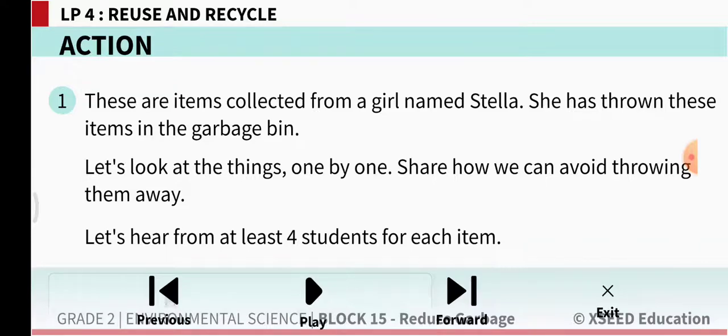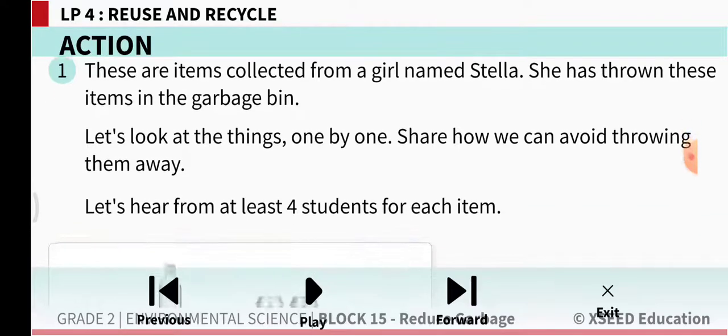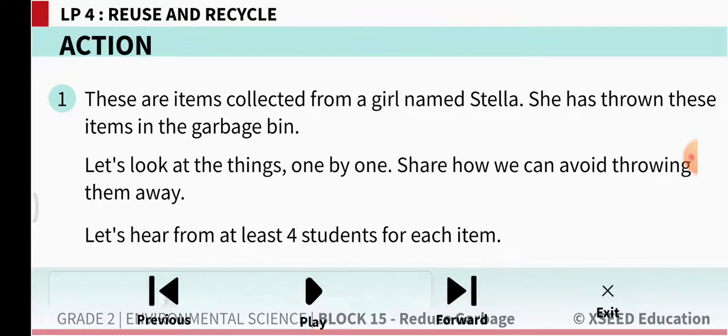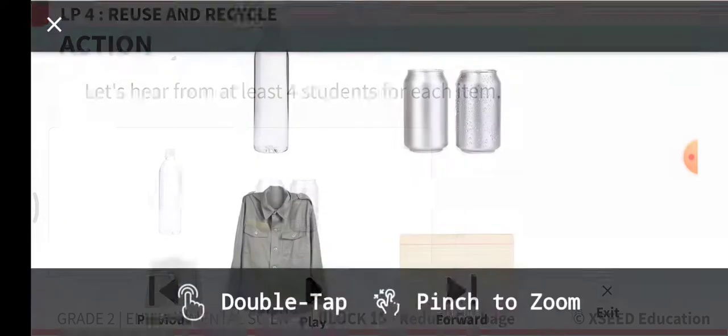So, let us read this situation. These are items collected from a girl named Stella. She has thrown these items in the garbage bin. Let's look at the things one by one and share how we can avoid throwing them away. Okay, these are the things which Stella has thrown in the garbage bin. So let us look at these things and see, can we use them again? Let us check them out.